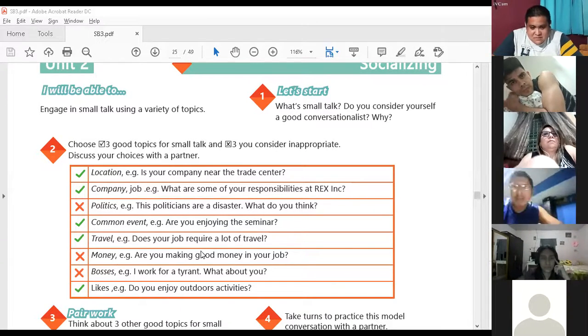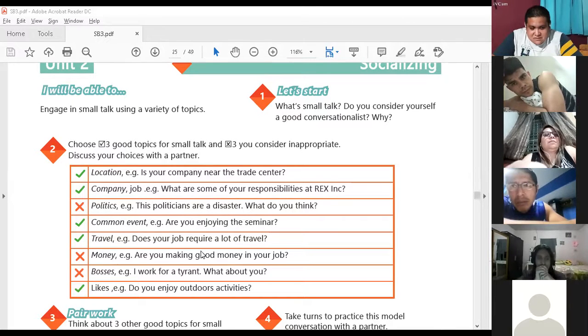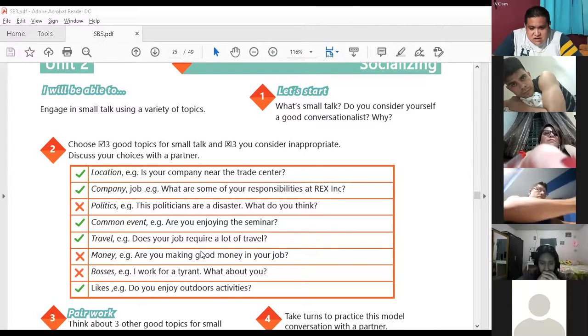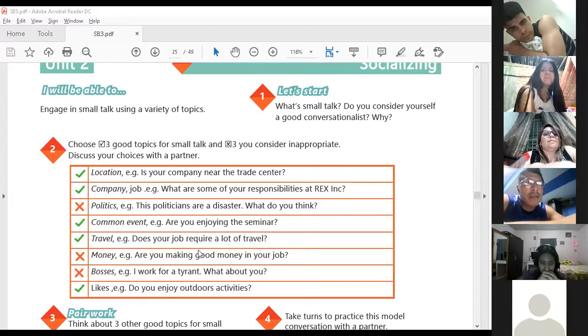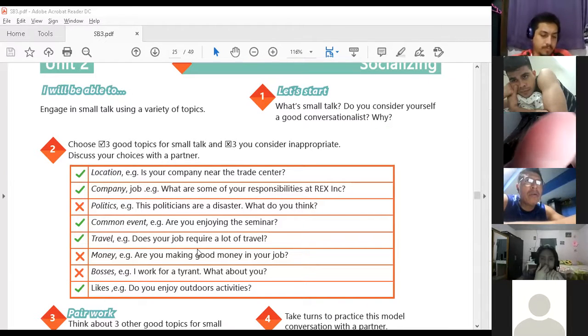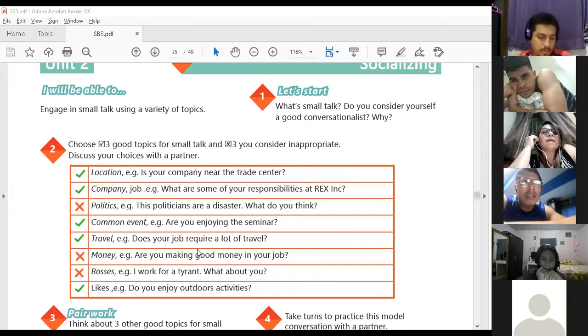So we're going to be working with this. But before that, is there any new vocabulary? Any new vocabulary? Outdoors. Okay. What is the meaning? Aire libre.